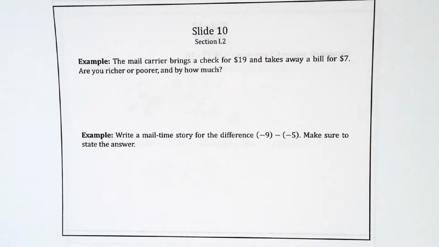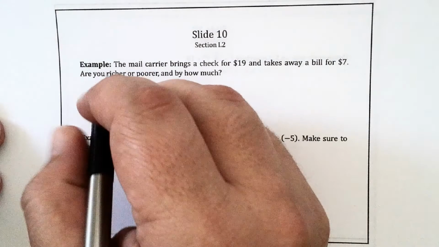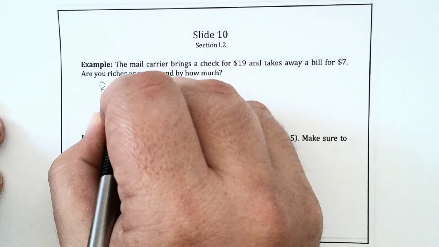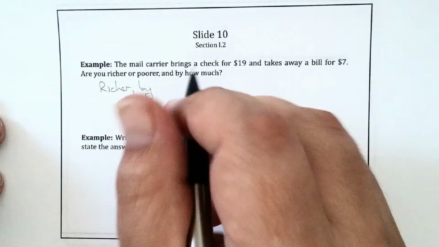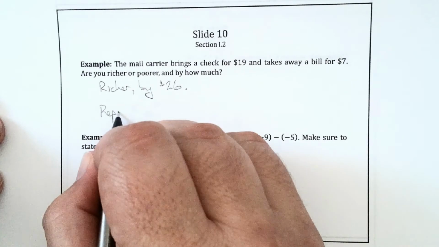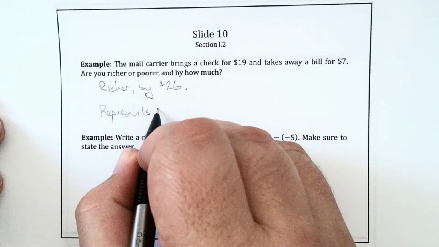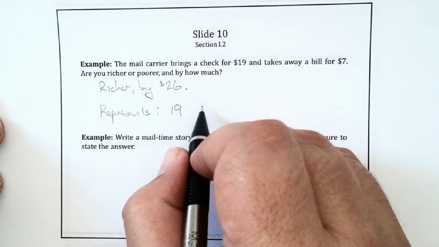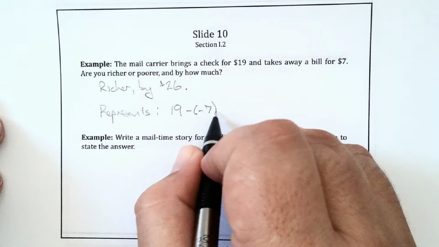Okay, next. The mail carrier brings a check for $19, takes away a bill for $7. Are you rich or poor, and by how much? So they bring you a check, that makes your money go up. They take away a bill, that also makes your money go up. So both of these things are making your money go up. So you're going to be richer by $26. And this represents 19 minus negative 7 equals 26.